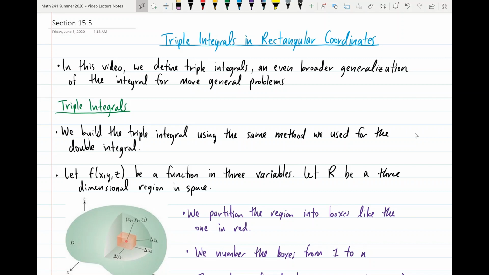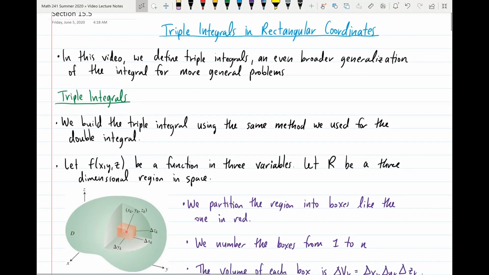In this video we'll be covering section 15.5 on triple integrals in rectangular coordinates. In this video we define the notion of a triple integral, which is just an even broader generalization of the integral, typically for problems that involve higher dimensions. So functions in 3 variables or volumes of regions in 3 space.